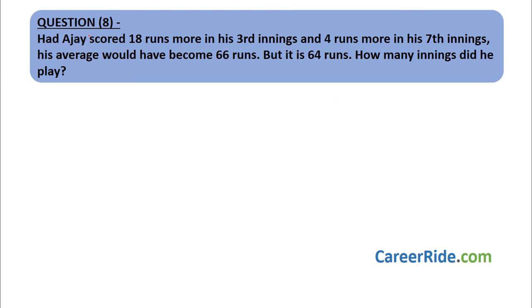Question number 8. Had Ajay scored 18 runs more in his third innings and 4 runs more in his 7th innings, his average would have become 66 runs, but it is 64 runs. How many innings did he play? Now, we do not know the number of innings over here.